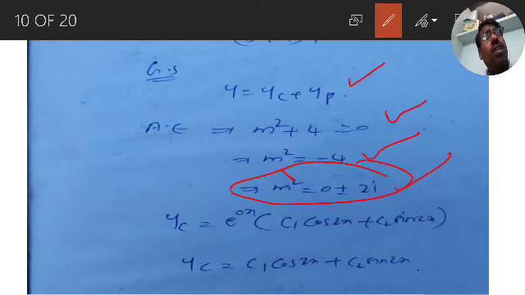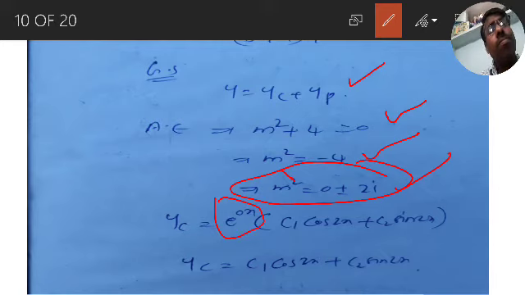If the roots are complex, that is in the form of alpha plus or minus i beta, then yc is e power of alpha x into c1 cos beta x plus c2 sin beta x. Now in place of alpha we have 0 and in place of beta we have 2. Therefore yc is e power of 0x into c1 cos 2x plus c2 sin 2x. But e power of 0x is 1. Therefore yc is c1 cos 2x plus c2 sin 2x. This we got as yc.